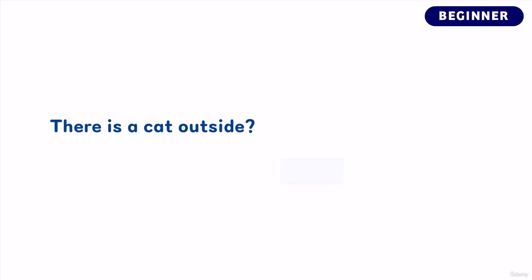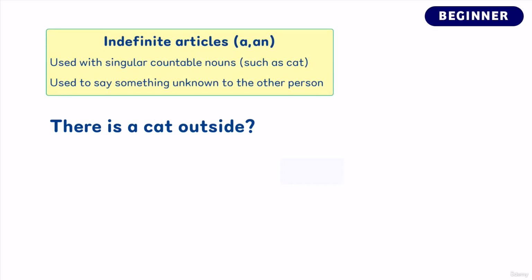Okay, first there was this question from person A. There is a cat outside. First, we use indefinite articles with singular countable nouns. And as mentioned already, we use the indefinite articles "a" or "an" when the noun we are referring to is not known to the other person.